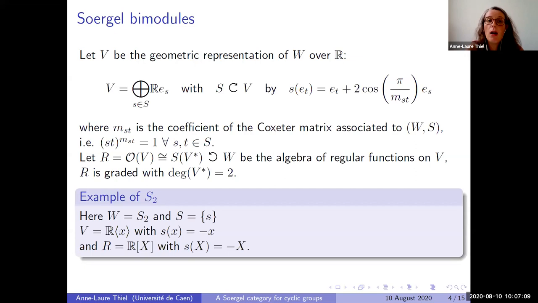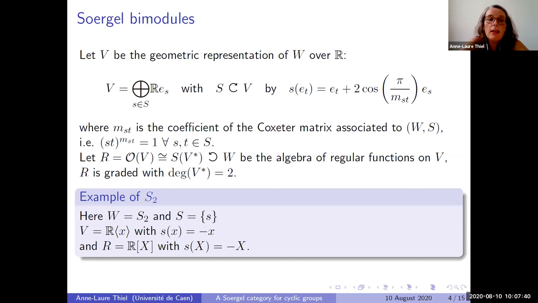And these simple reflections act as follows: s of e_t is e_t plus 2 cosine(pi over m_st) e_s, where m_st is the coefficient of the Coxeter matrix associated to the Coxeter system, meaning it's the integer that predicts the length of the braid relations among simple reflections.